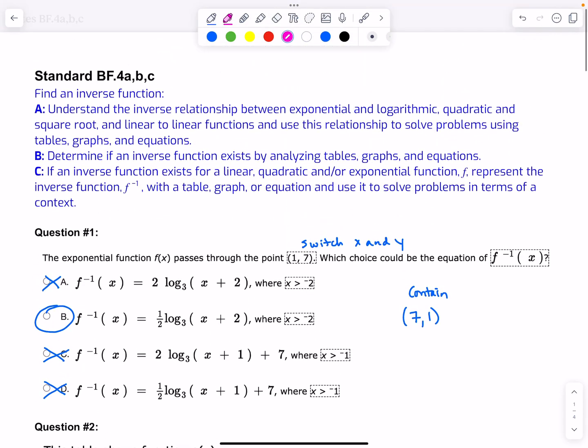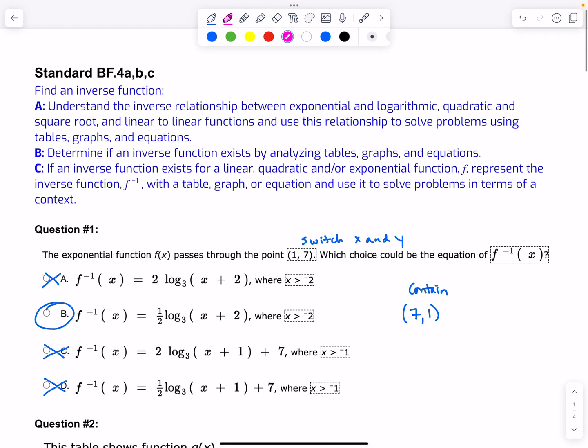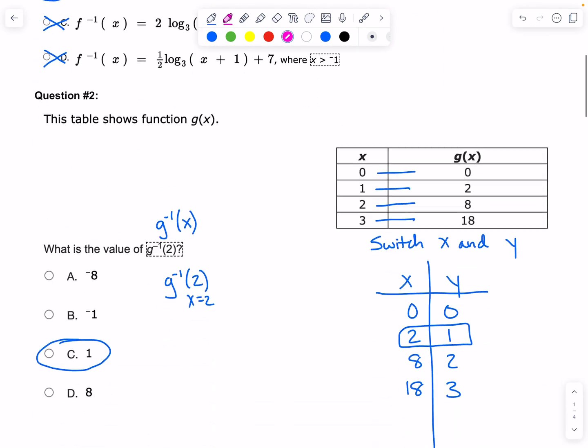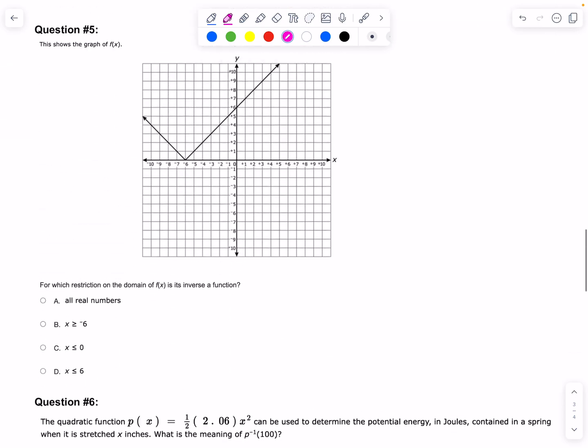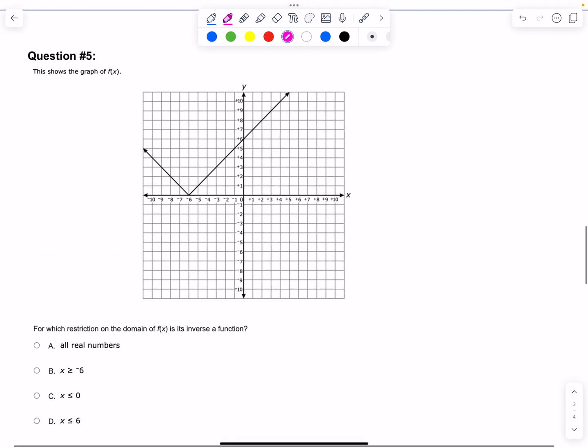In this video, we're going to do part 2 of standard BF.4a, B, and C. So these are about finding the inverse functions or various topics related to that. So question number 5 says this shows the graph of f of x. For which restriction on the domain of f of x is its inverse a function?